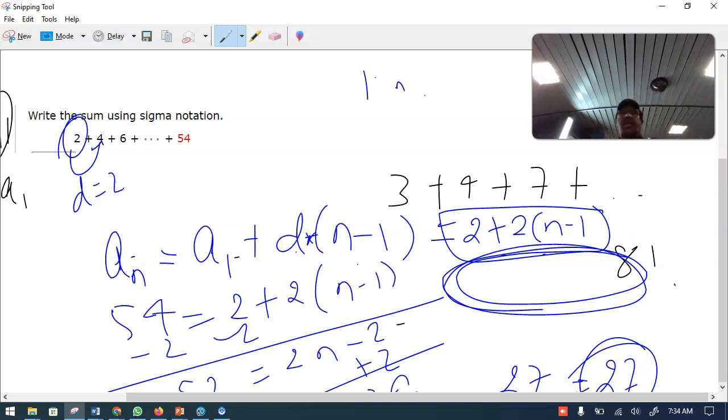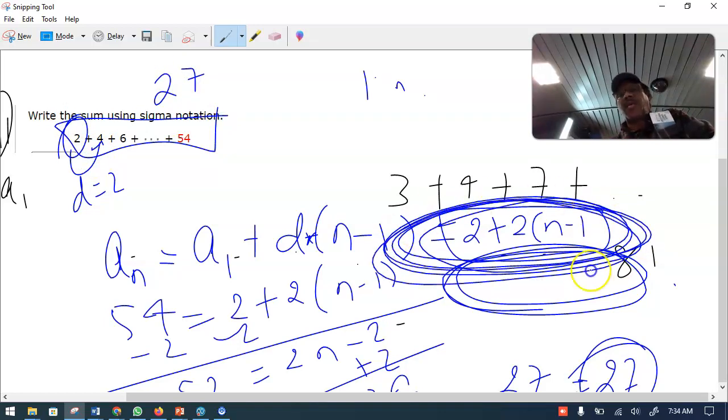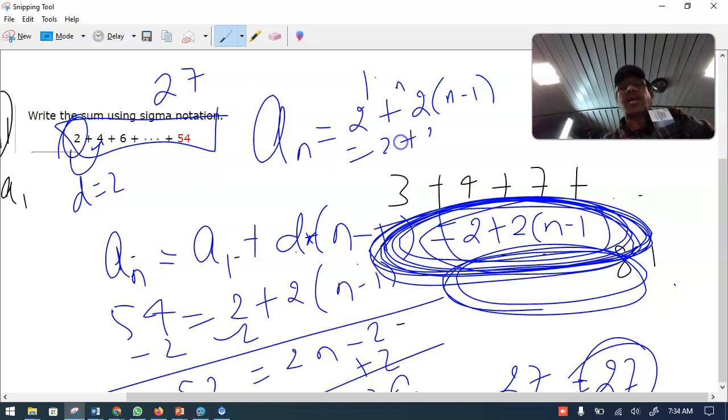So in this example, as I said, it was easier to identify that there are 27 terms, but then you have to get this nth term also. The very important thing is this nth term, which is an. Again, I repeat, this an is 2 plus 2 times n minus 1. When you open it up, you get 2n minus 2 plus 2, which is 2n. I'm almost done, and then the last problem.